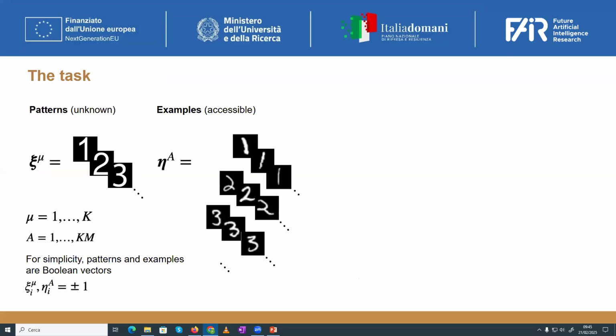Okay, let me introduce the task. Suppose we have two kinds of information vectors. On one side, you have the hidden features, the hidden memories, which can be thought of as binary vectors, and they are not accessible, meaning that you have no direct access to them, but you only have empirical manifestations, which are the training examples. Of course, this is an idealization, because in a theoretical approach, we don't have a clear structure of the features and the examples, but they are random variables.